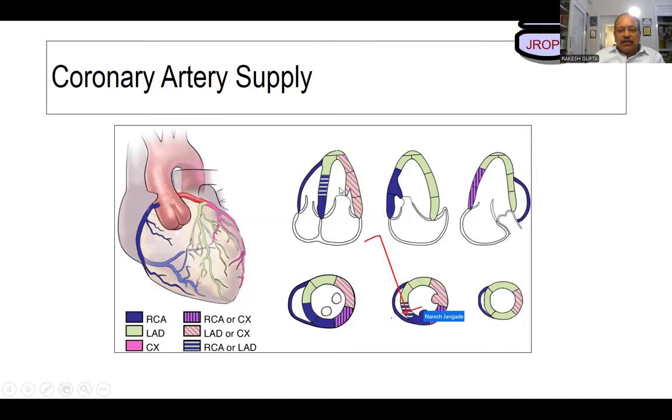This is the four-chamber view, this is the three-chamber view, this is the two-chamber view. In the four-chamber view, this is the septum, this is the lateral wall, this is the inferior wall, this is the anterior wall, this is the posterior wall, this is the anterior septum. I told you last time, mid and basal septum, mid and basal inferior wall, RCA. Mid and basal posterior wall, mid and basal lateral wall, circumflex. The rest all LAD.